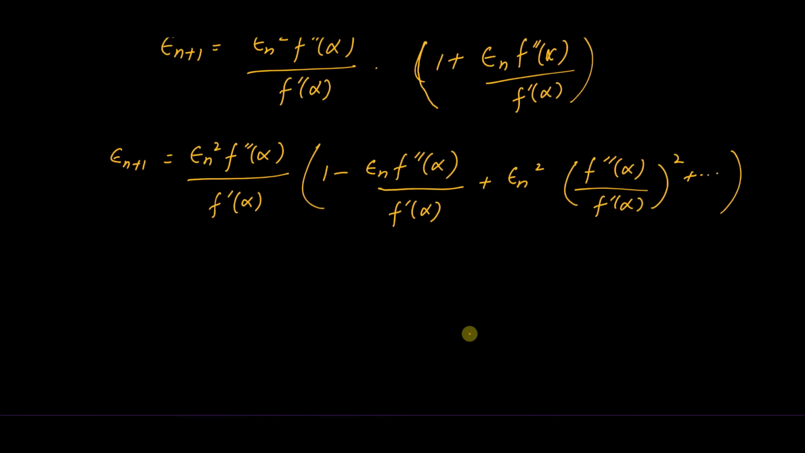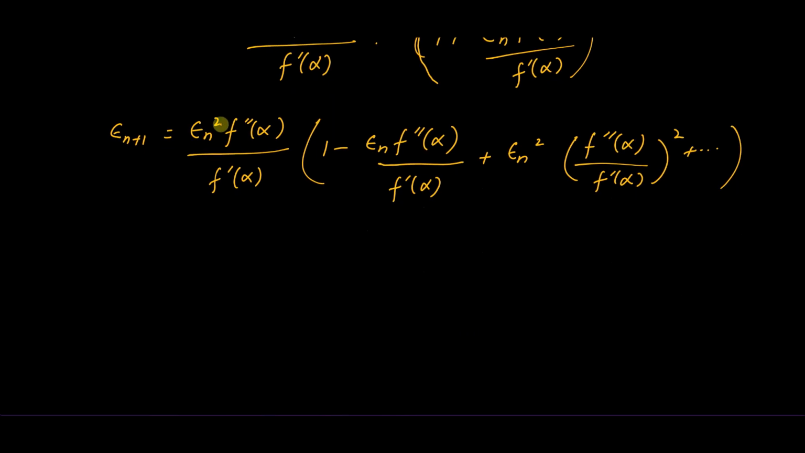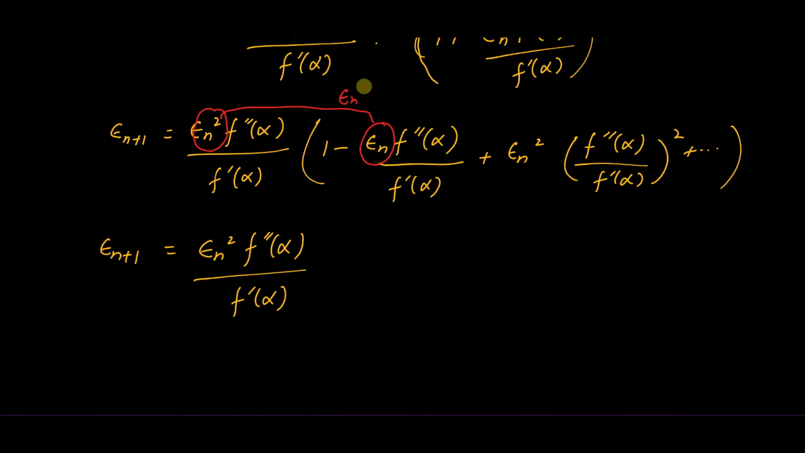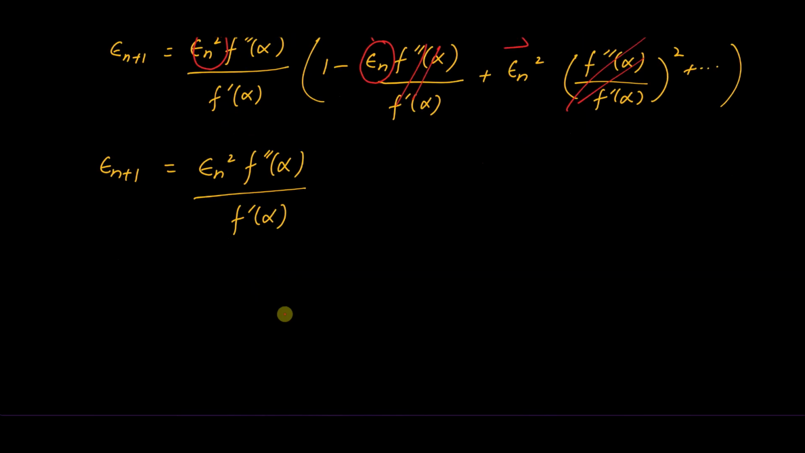Now again we neglect the higher powers of epsilon. When this multiplies inside with this side, we get epsilon n square f double prime of alpha over f prime of alpha. But when this epsilon n square multiplies with epsilon n square, it becomes epsilon n cube, so we are going to neglect this. Similarly, when this multiplies with this, it becomes epsilon n fourth, so we neglect this term also. So we are left with just epsilon n square f double prime of alpha over f prime of alpha.